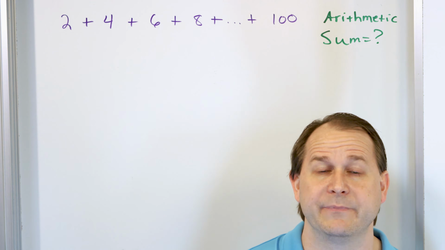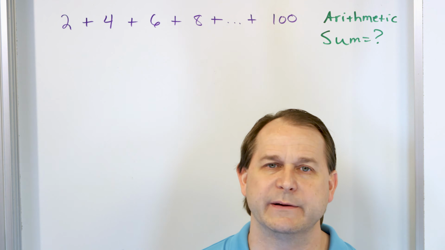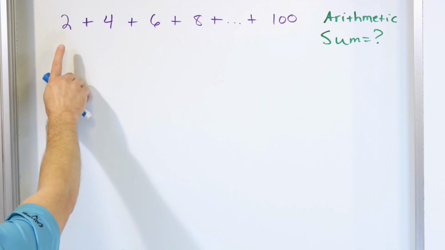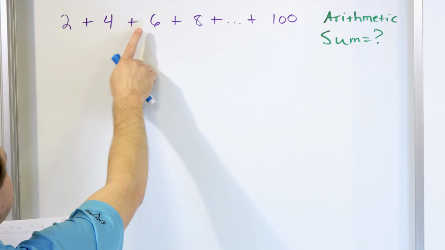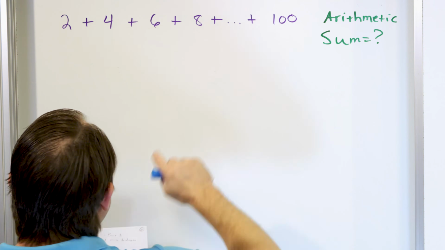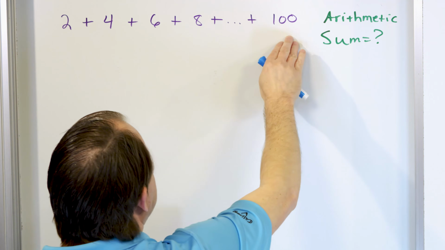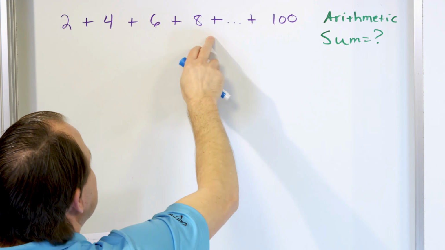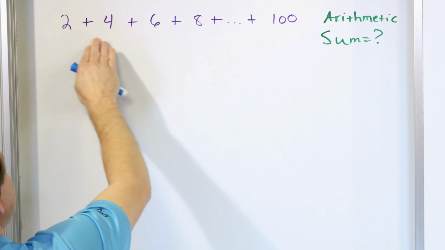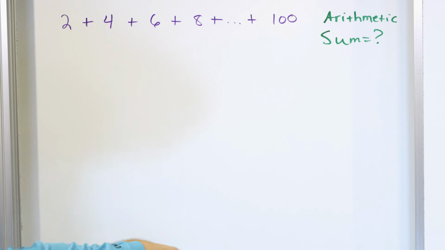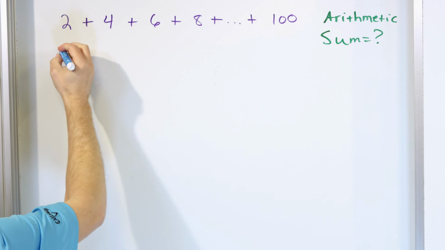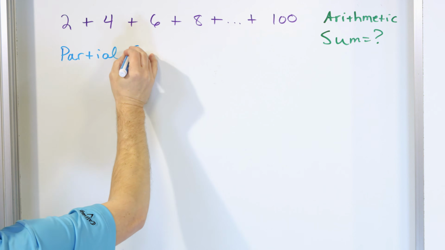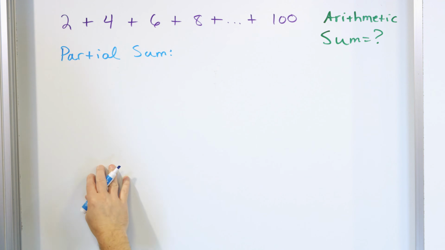So in order to understand how to do that, I need to introduce a term. And this term is very simple. It's called the partial sum. So let's look at this series. This is term number 1, term number 2, 3, 4, and so on. Eventually we're going to have 50 terms when you really look at it, because 2, 4, 6, 8, 10, and then all the way to 100 is actually going to be 50 terms in this series. So we have the concept of a partial sum. What is a partial sum?